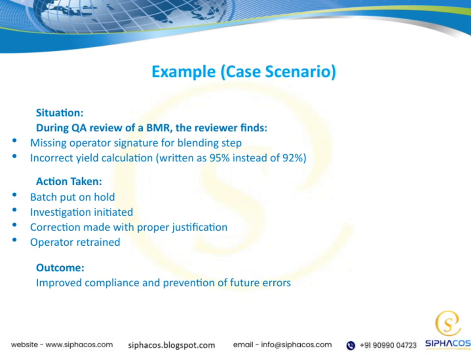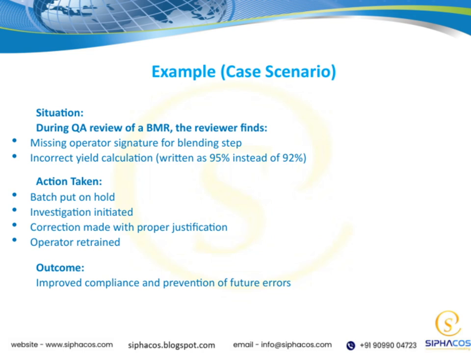So once these issues were identified, immediate action was taken. The batch was put on hold to prevent any further processing or release until the issues were addressed. An investigation was initiated to understand exactly what went wrong and how. Corrections were then made, with proper justification documented to ensure transparency. Additionally, the operator involved received retraining to reinforce the correct procedures and prevent similar errors in the future.